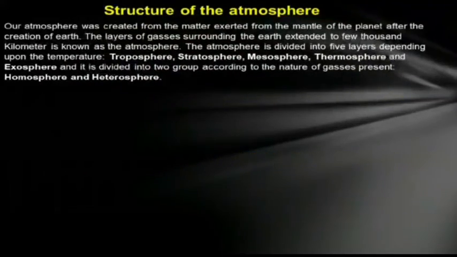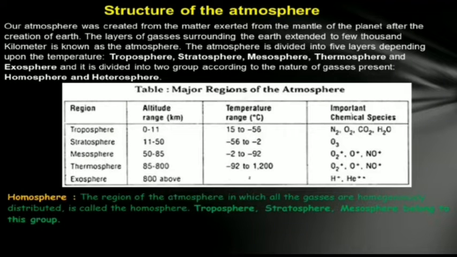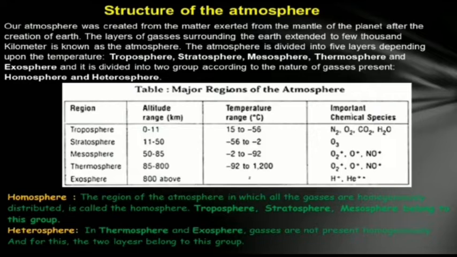Now, what do you mean when we say the structure of the atmosphere? Our atmosphere was created from the matter exerted from the mantle of the planet after the creation of Earth. The layers of the gases surrounding the Earth extended to a few thousand kilometers is known as the atmosphere. The atmosphere is divided into 5 layers depending upon the temperature: troposphere, stratosphere, mesosphere, thermosphere and exosphere, and it is divided into 2 groups according to the nature of the gases present: homosphere and heterosphere.